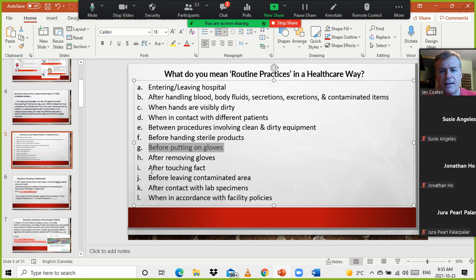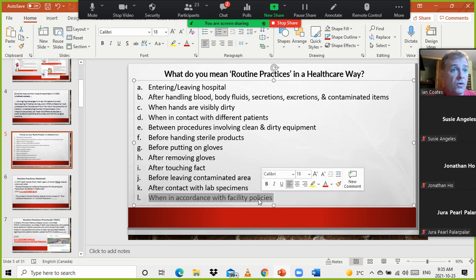Yeah. After touching anything, before leaving contaminated areas, after contact with lab specimens, and every hospital has its own policies on top of this. So, you know what I mean? Routine practices is just a rainbow of information, a complete spectrum. And you know what I mean? So we're going to hit on a couple of them there today. Good stuff, though. Let us go.